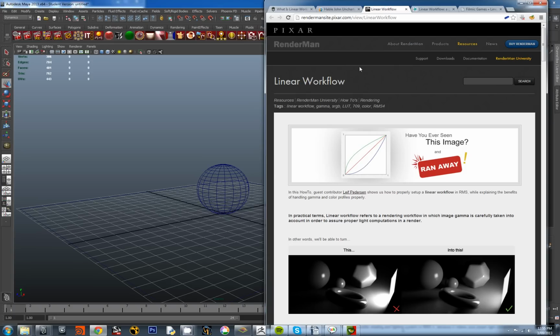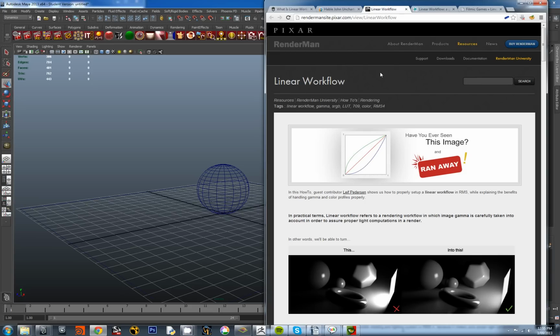Hello there, and welcome to this, the first part of our discussion on the topic of linear workflows in Renderman for Maya. Now, some of you won't know what linear workflows are. That's okay. Some of you may have heard of linear workflows, but avoided them because it seemed like too much trouble. Others still may have tried to introduce them to your workflow and got things wrong and got unexpected results.